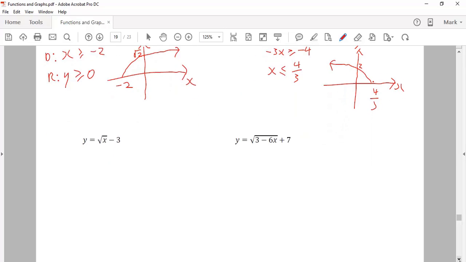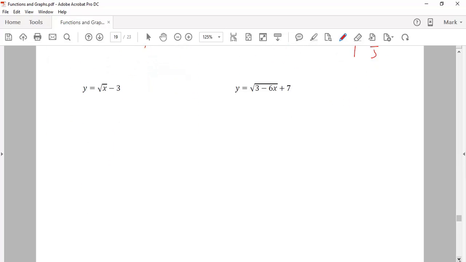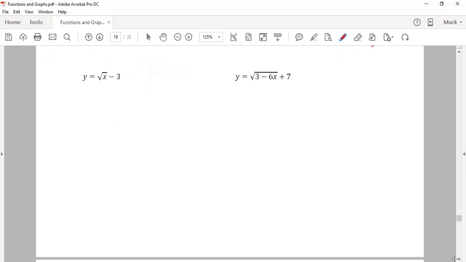Alright, so the next one. So we know what the basic square root looks like. So the minus 3 is just going to shift it all down. So it starts at negative 3, and it'll go like that.